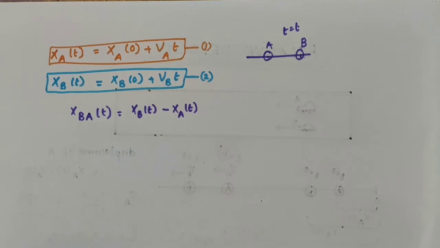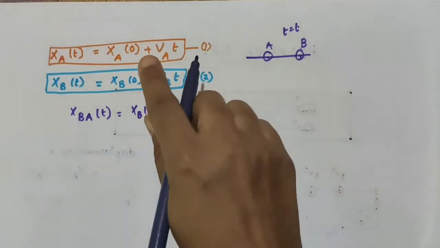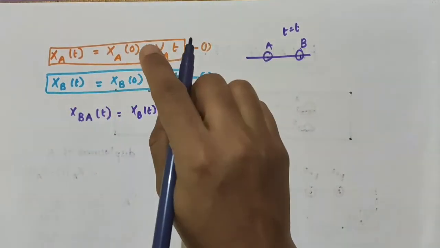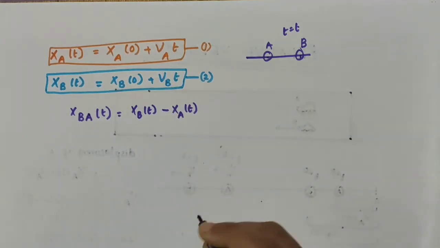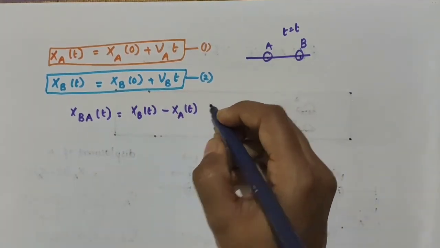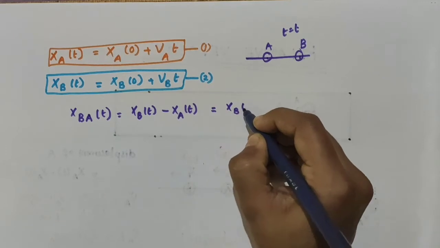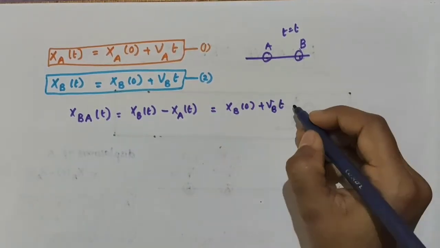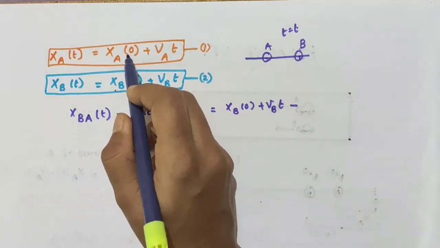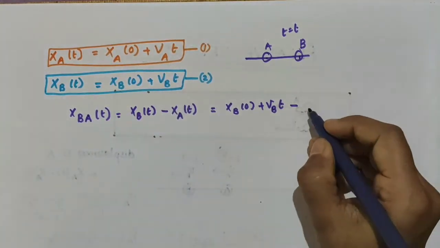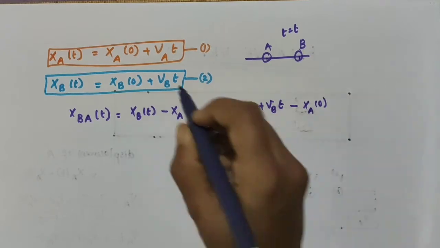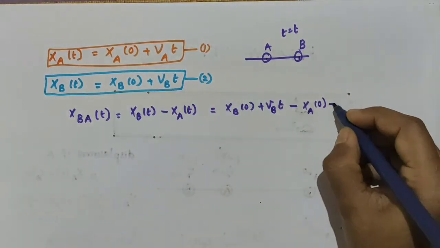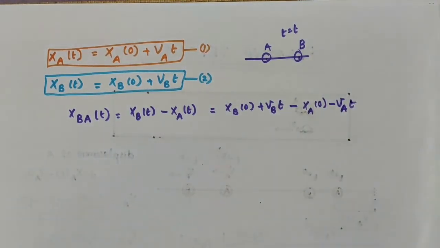Okay, so we got the expressions for xB of t as well as for xA of t now. So we just want to substitute these two expressions here. Alright, so we can write it as, what is xB of t? xB of 0 plus VB into t, minus xA of 0 plus VA into t. So minus xA of 0, then minus into plus, minus VA into t.